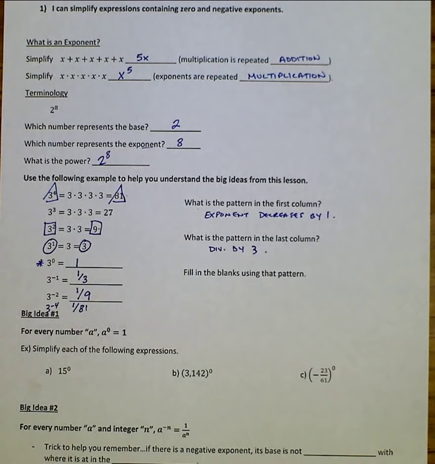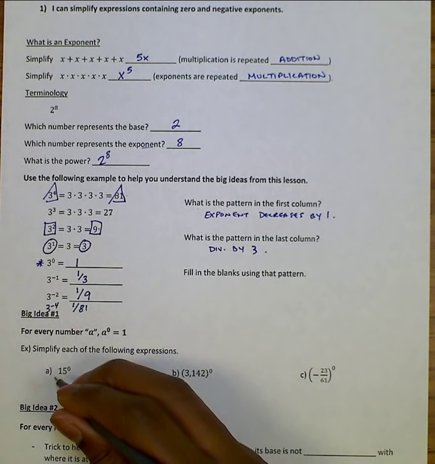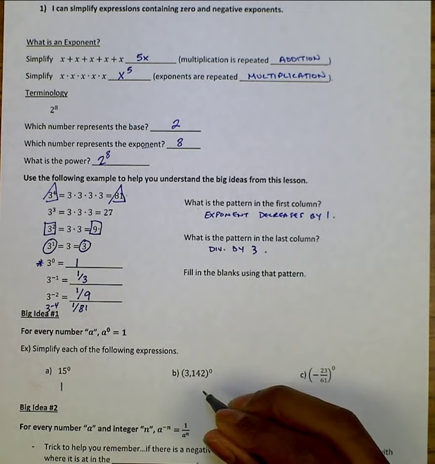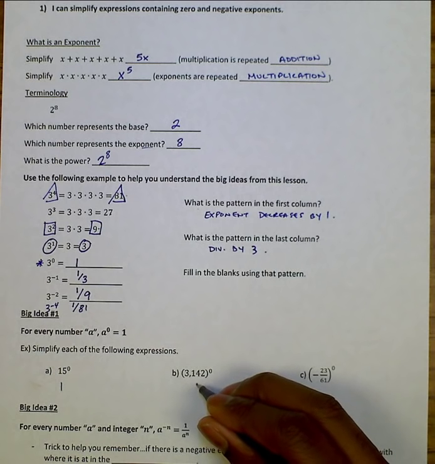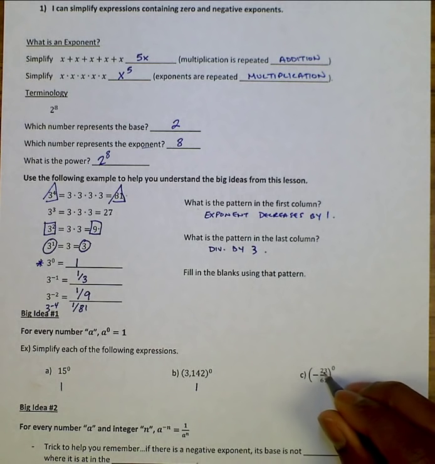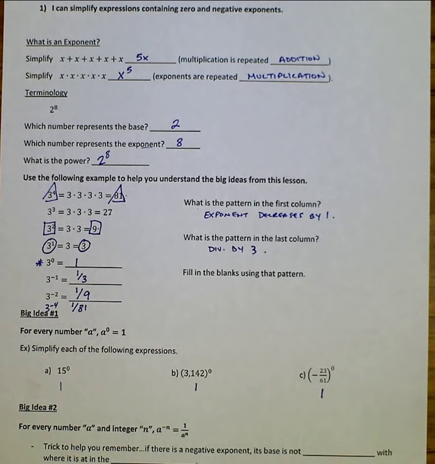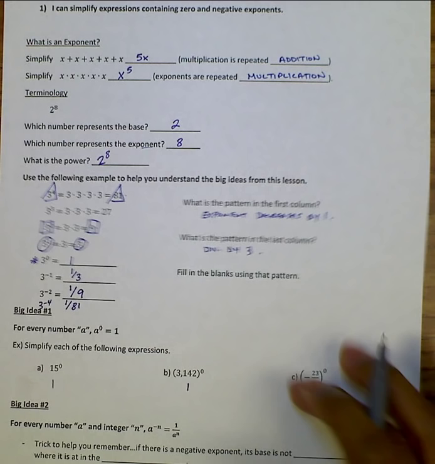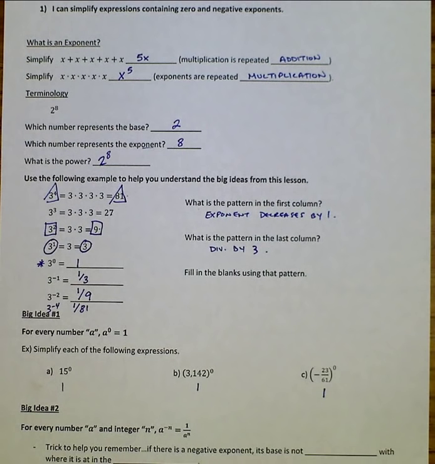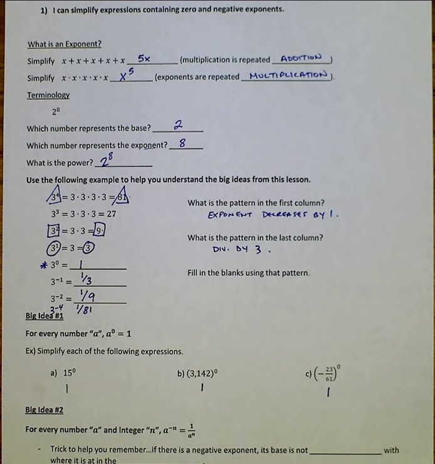For every number a, a to the 0 power is 1. So 15 to the 0 power, 1. 3,142 to the 0 power, 1. Negative 23 over 61 to the 0 power, 1. Notice that this is in parentheses, so the zero distributes to the whole number, but yeah, 1. Okay, so anything to the 0 power is 1.